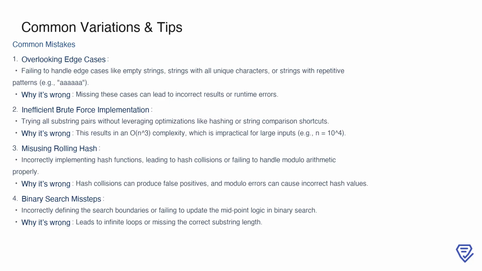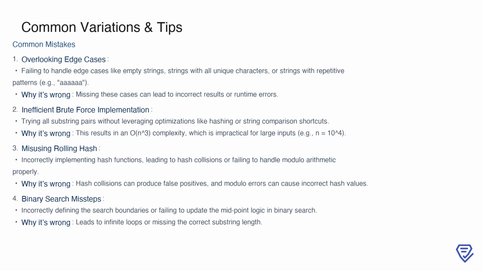Another frequent mistake is using a brute force approach to check all substring pairs. While conceptually straightforward, this results in an n cubed complexity, which is far too slow for large inputs like n equals 10,000. Misusing rolling hash is another issue. This typically happens when hash functions are not implemented correctly, leading to hash collisions or errors in modulo arithmetic. These issues can cause false positives or incorrect hash values, undermining the solution's accuracy.